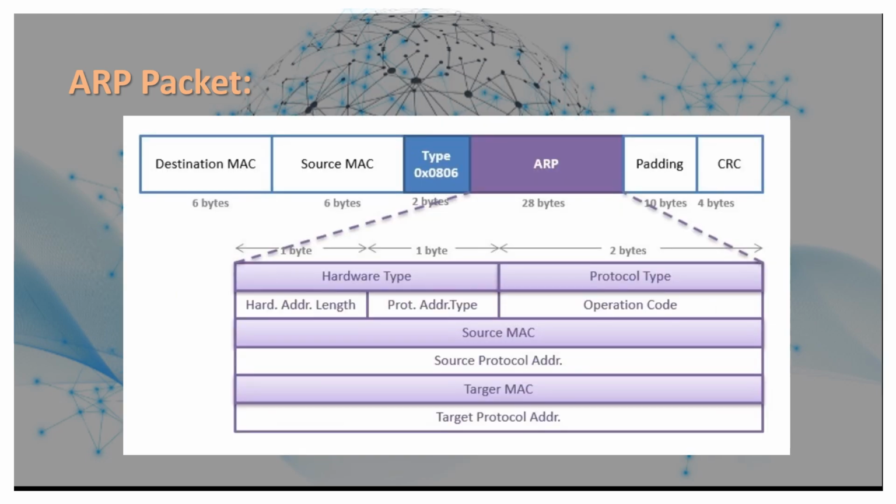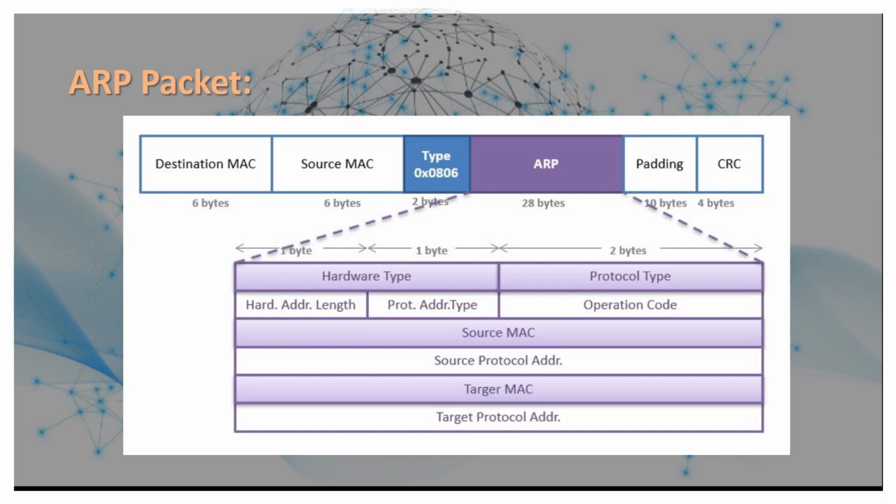How does an ARP packet look? As we are aware from the previous session, the Ethernet header has the destination MAC address and source MAC address, and then we have data, padding and CRC. If we add any header, any protocol information, it is added in the data field as a header. So here we can see the ARP header, which is 28 bytes of information.